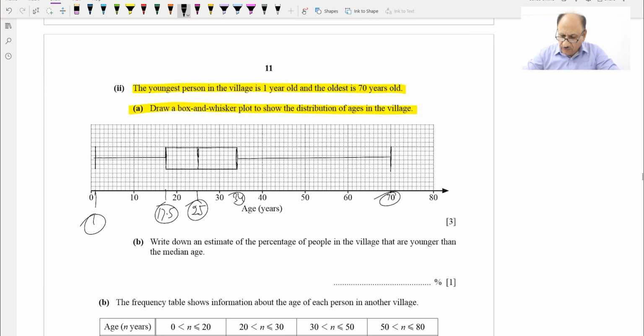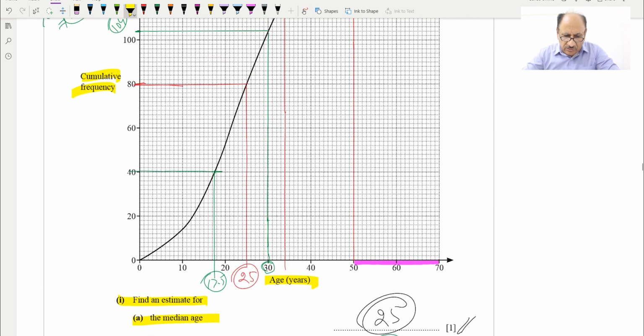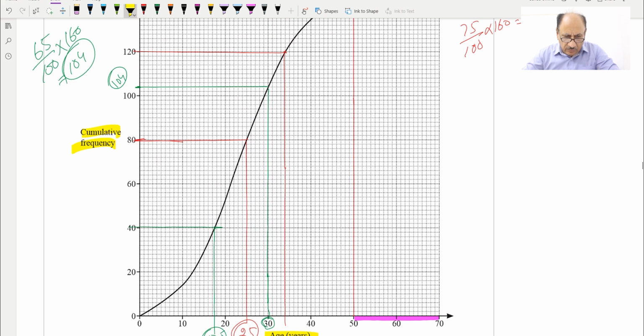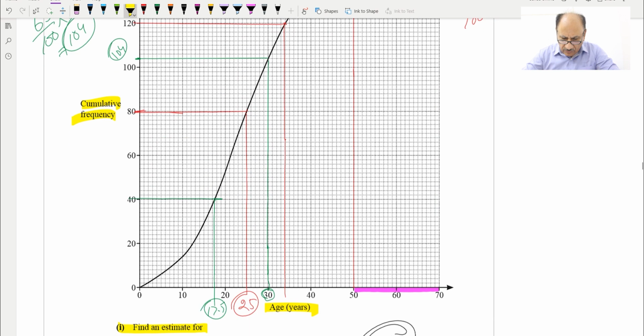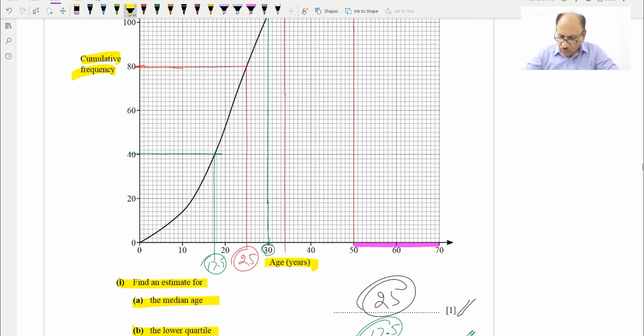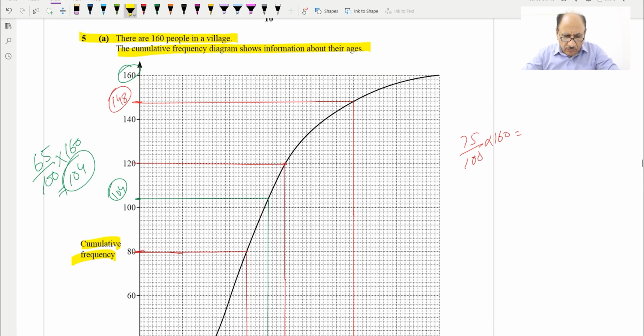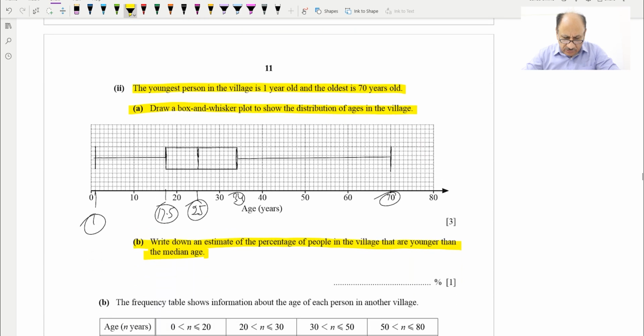Hopefully you understood this. Now they are saying in B part, write an estimate of the percentage of people in the village that are younger than the median age. Younger than the median age. Median age is what? Half of them are. So we will check. This one is an estimate for the percentage of people in the village that are younger than the median age.